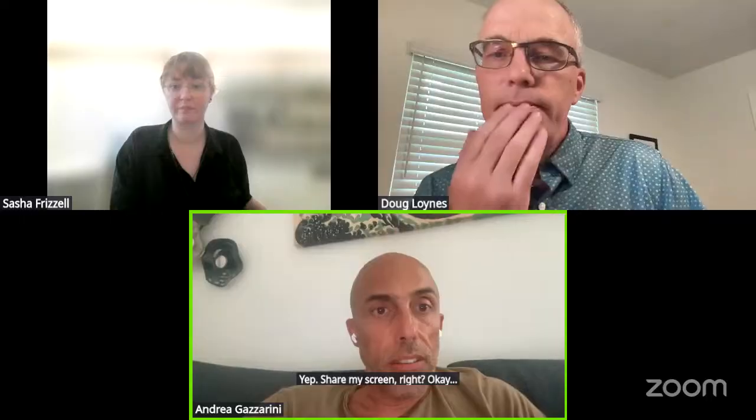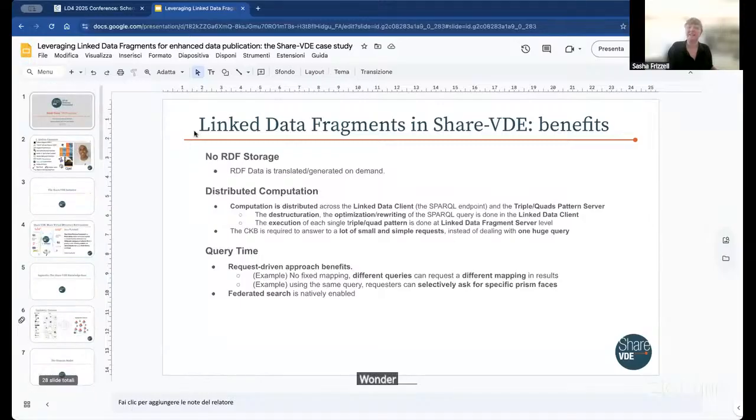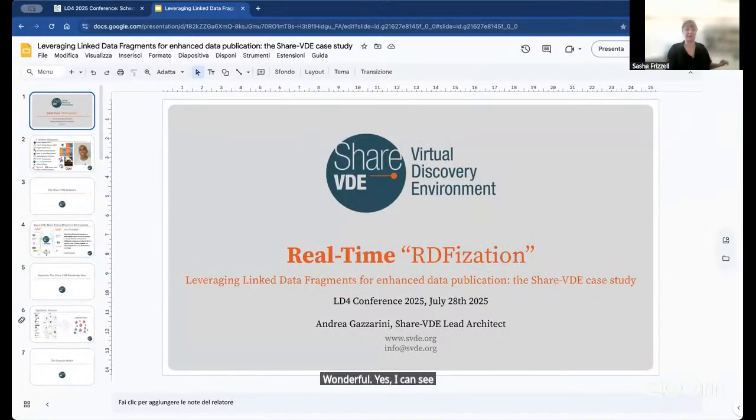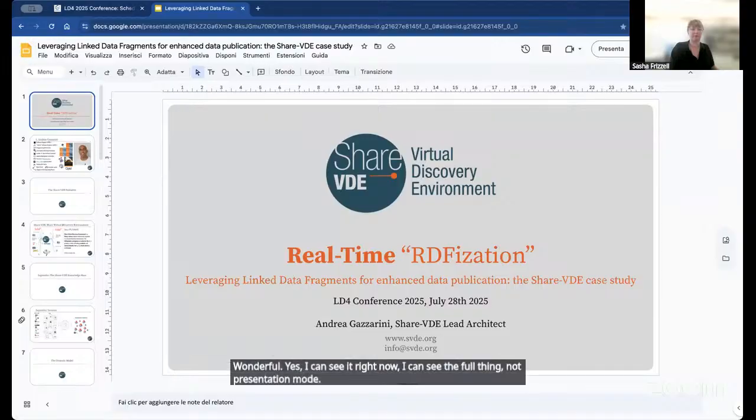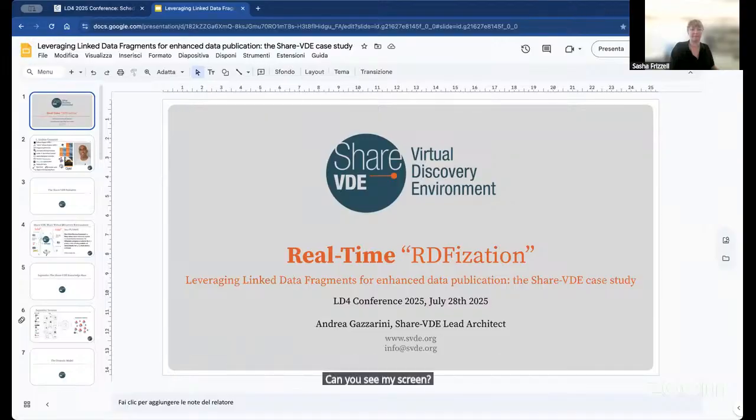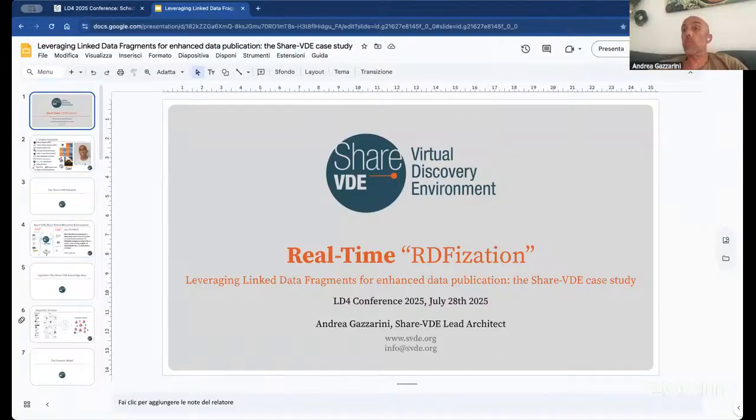Yep. Share my screen, right? Yes, please. Okay. Can you see my screen? Yes, I can see it right now. I can see the full thing, not presentation mode. Okay. Can I start? Yeah, let me go ahead.